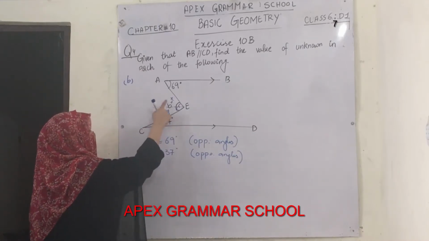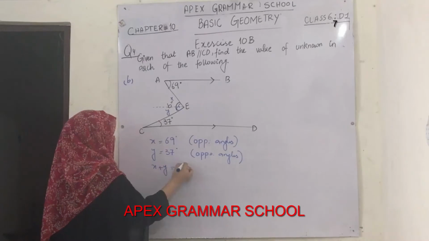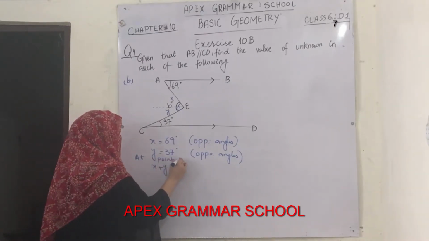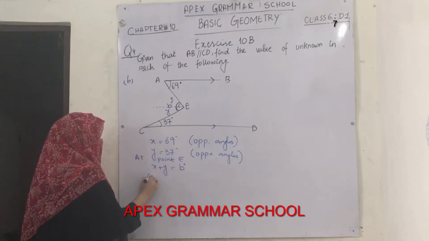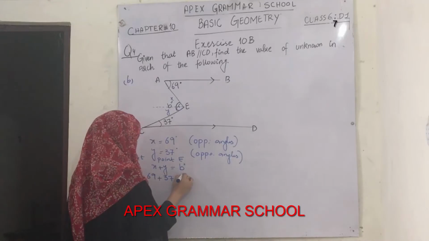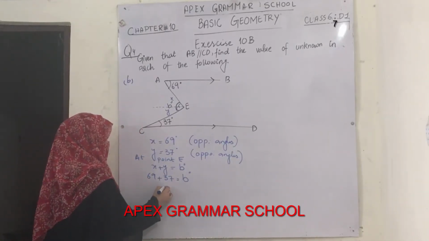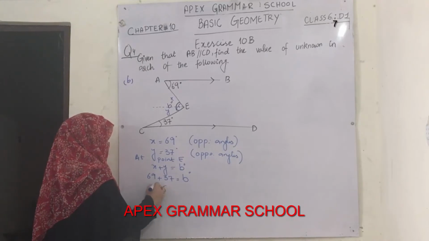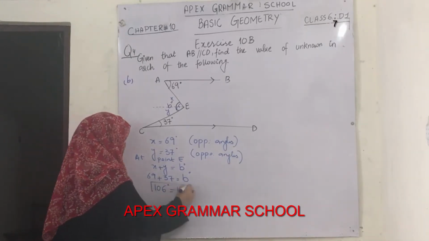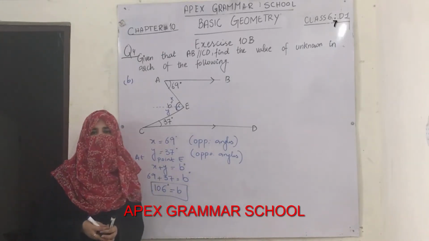We have split B into x and y, which means if I add x and y, I should get B degrees at point E. The value of x is 69 and the value of y is 37, which is equal to B degrees. 160 degrees is equal to B. There was only one unknown, which was B, and its value is 100.